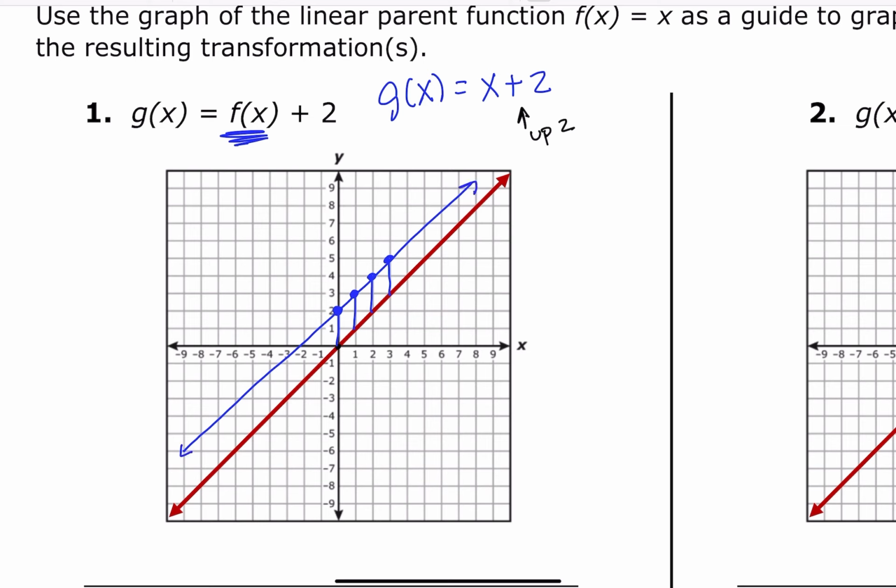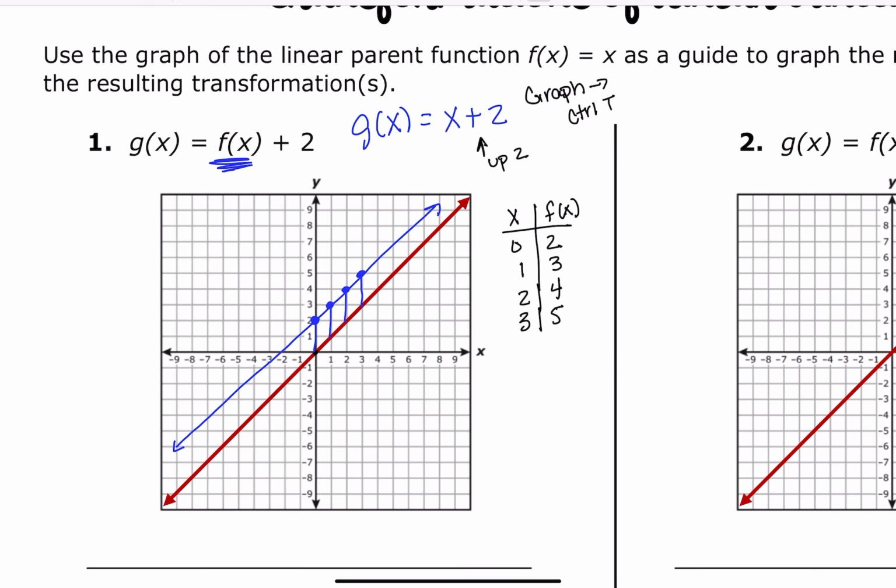Now, let's say you were to graph this. The type of calculators that we have are the TI-Nspire. You would graph it, and then click Control T to get a table. The table would give you the f of x: 0, 2; 1, 3; 2, 4; and 3, 5, which are exactly the points that we just plotted. So you can do it either way. Just knowing those transformations is going to be the best help. With or without a calculator, it's the exact same thing.